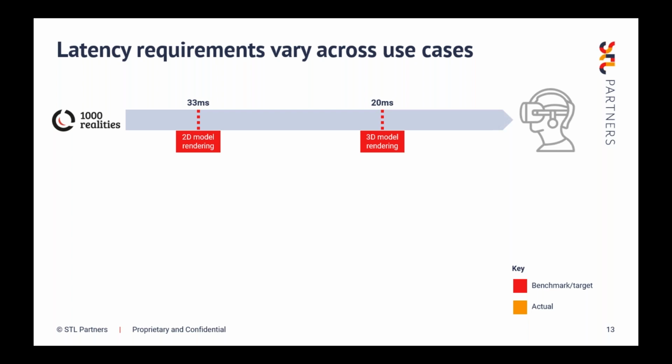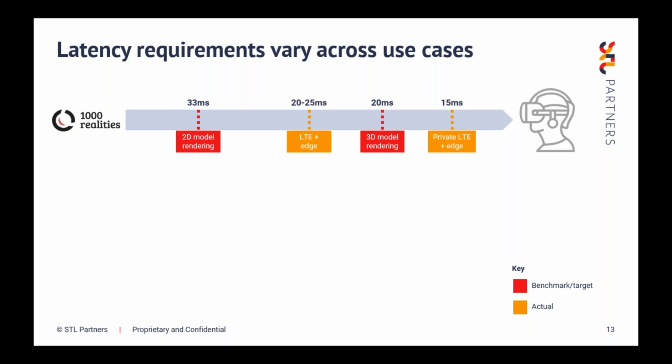For 2D modeling, that requires 33 milliseconds, and they said if you take that to 3D modeling, which is used in some of their customers, where the end users are designers and engineers collaborating on a 3D model together, that goes all the way down to 20 milliseconds. So even though it's a massive 30 milliseconds, there is a difference.